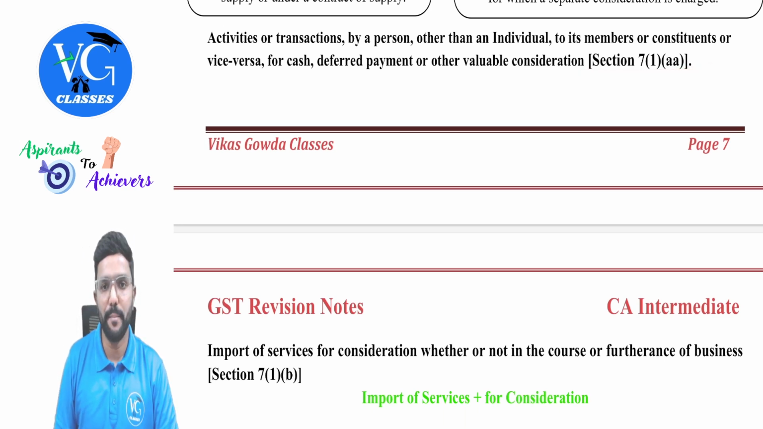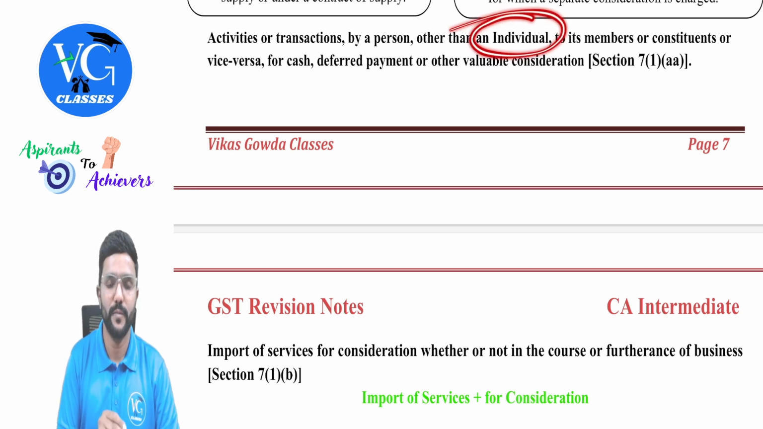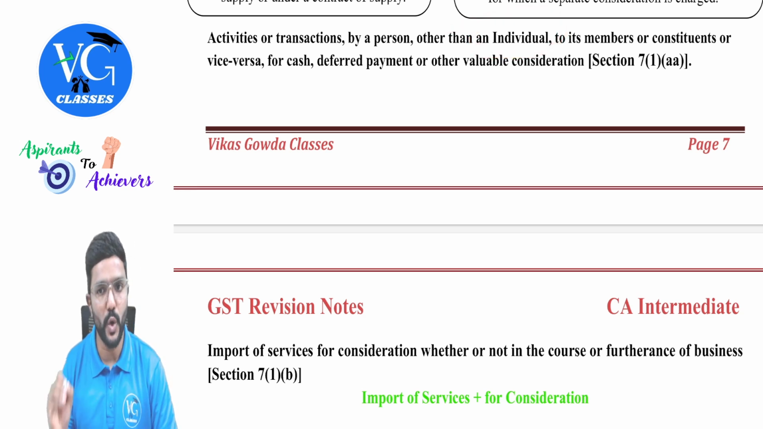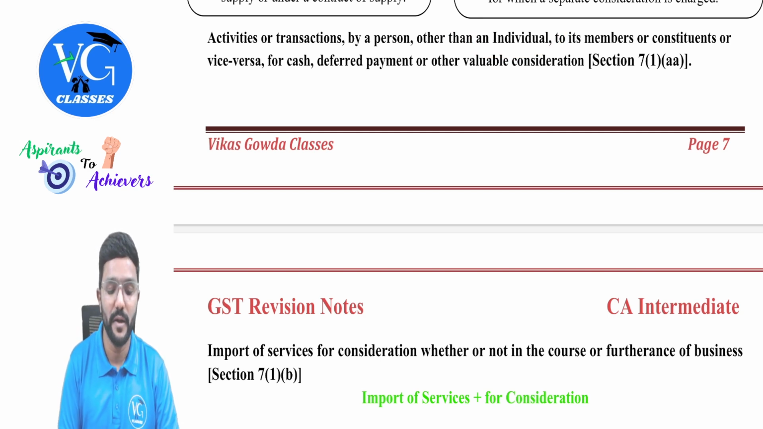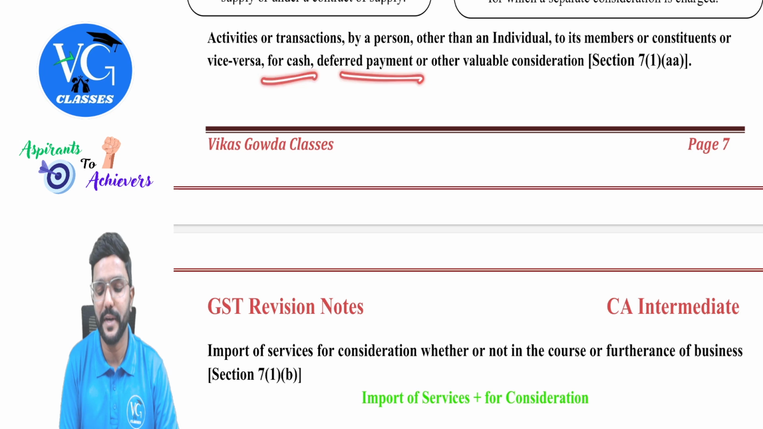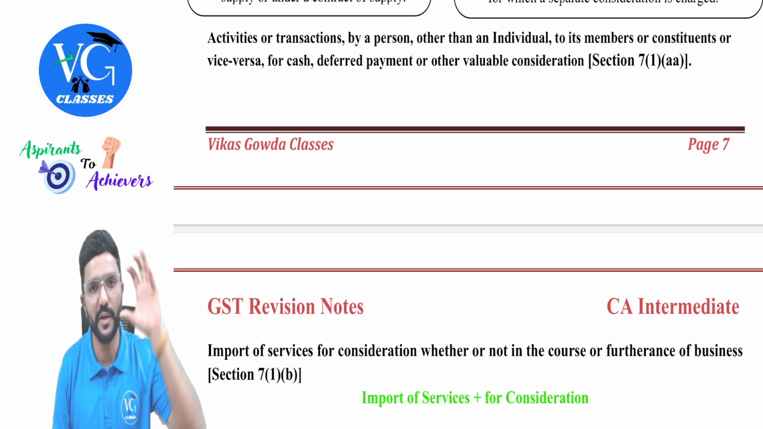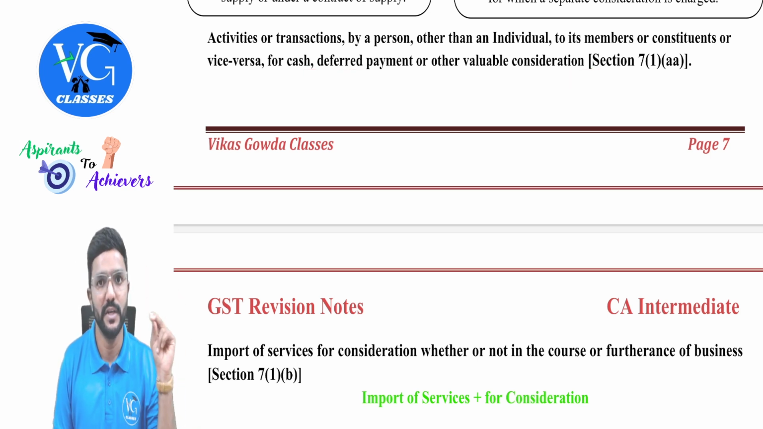Next, activities or transactions by a person other than an individual to its members or constituents or vice versa, for cash or deferred payment or other valuable consideration. That means here also they are stressing on consideration. Consideration has to be there. Whether it is paid immediately or later doesn't matter, but consideration has to be present, guys.